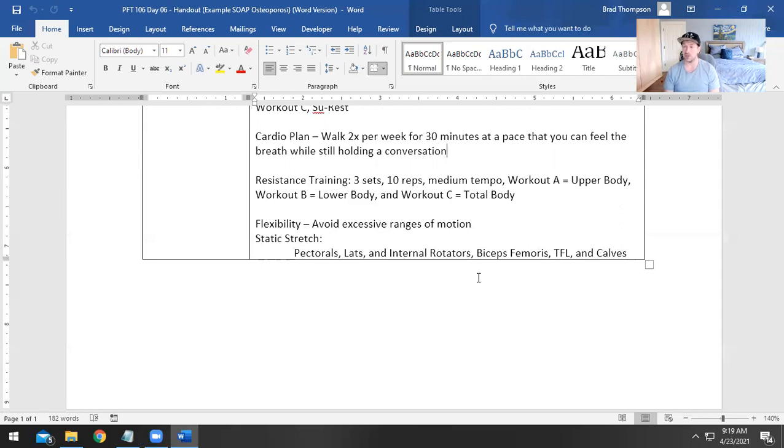For flexibility, we can do pretty much static or active isolated stretches. We're going to do static stretches because they are best at improving joint range of motion and posture. But we do need to be cautious and avoid those excessive ranges of motion. So be careful there. For our stretches, we're going to see the pecs, the lats, the internal rotators, all that classic stuff for the rounded shoulders. The biceps femoris and TFL, which are really good for that knee caving in situation, and the calves, which is going to address our excessive forward lean.